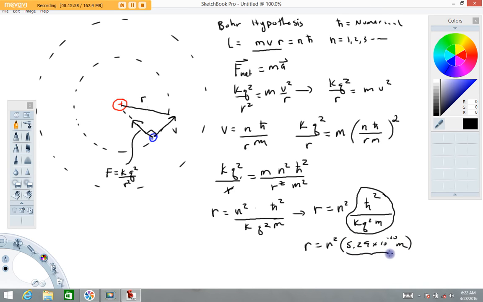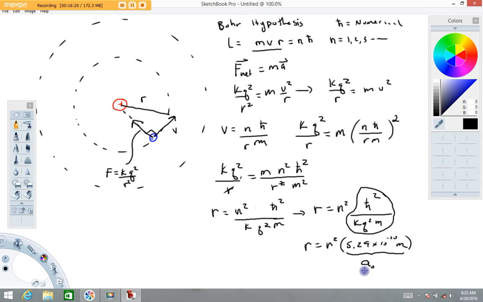This value right here is called the Bohr radius. It's usually written something like a sub r, I think, or a sub o. I'll just call it a sub o for the rest of the video. The important thing is that this is a fixed numerical constant that we can look up, called the Bohr radius. It's important to know that this is now a known value.